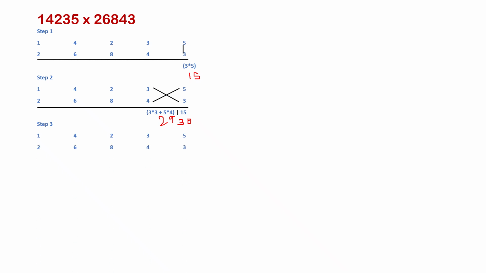Okay, next step. For the next step, I'll be considering the last three digits. Here, this will be considered as the first and this will be the last. So, first and last will be multiplied crosswise and the middle digit will be multiplied vertically. So, 2 times 3 is 6 plus 5 times 8 is 40, 46, plus 3 times 4 is 12. So it becomes 58.